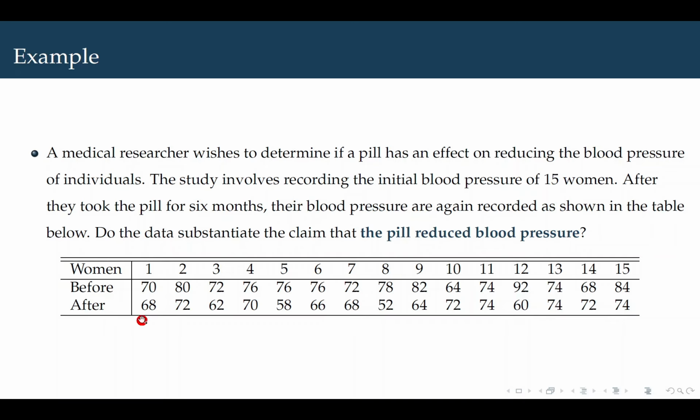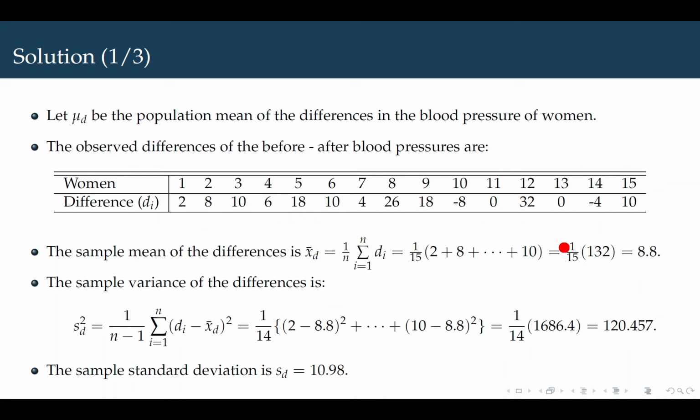So, for some of the individuals, the pill may have an increasing effect, and for the others, it may have a decreasing effect. And particularly, we are interested in testing whether the pill has an effect in reducing the blood pressure. Therefore, from this question, we have to identify and we have to know that here the test is a one-sided test. So here let μd be the population mean of the differences in the blood pressure of women. The population mean of the differences.